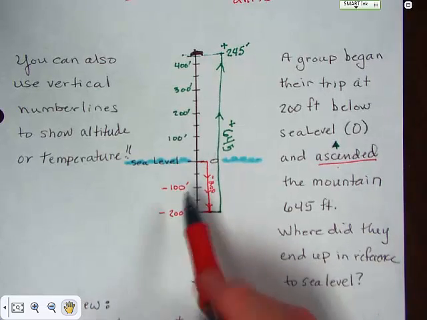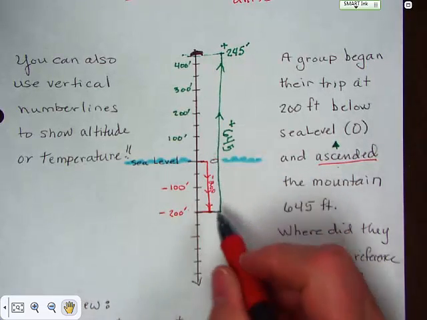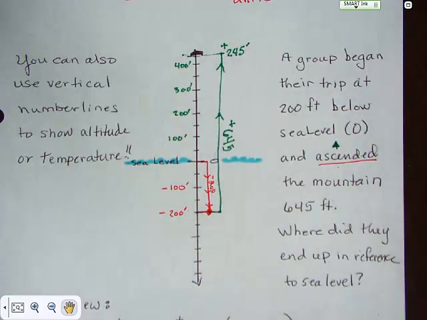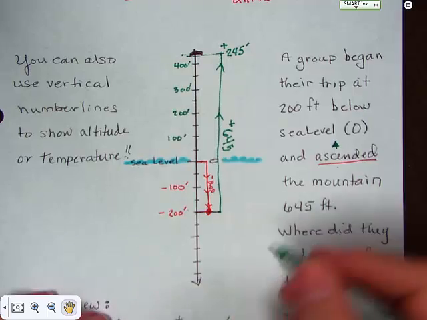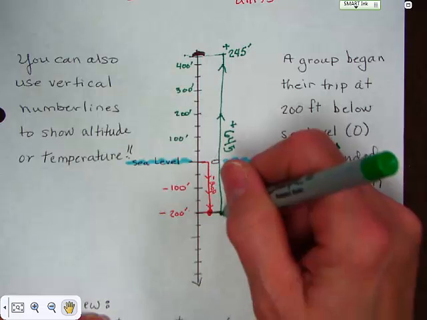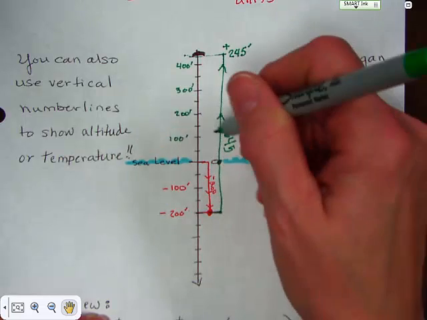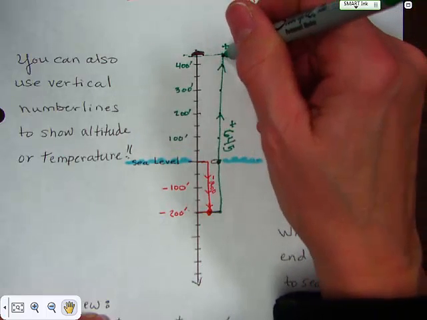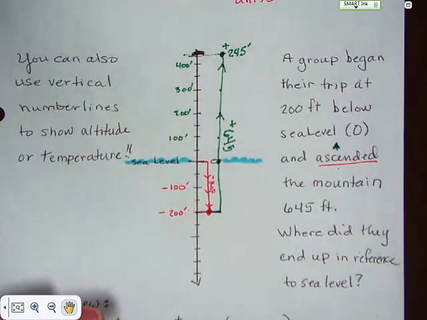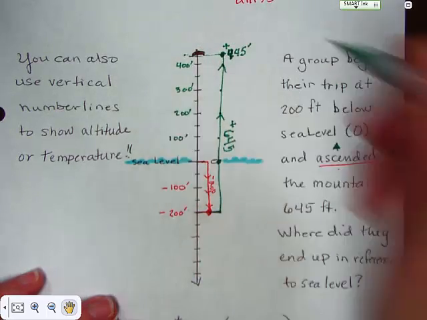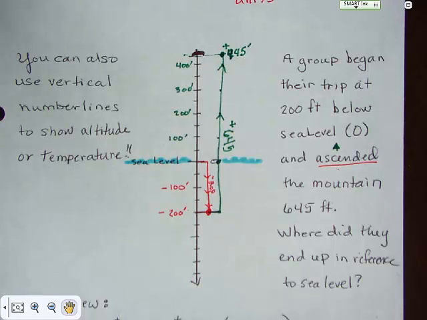Okay? So we start here, we go down to where they started, which is at 200 feet below sea level. Then they go up 645 feet. Well, we know from here to here is 200. 300, 400, 500, 645 feet. Okay? So this ends up to be, I had that marked wrong, this ends up to be a positive 445 feet above sea level.